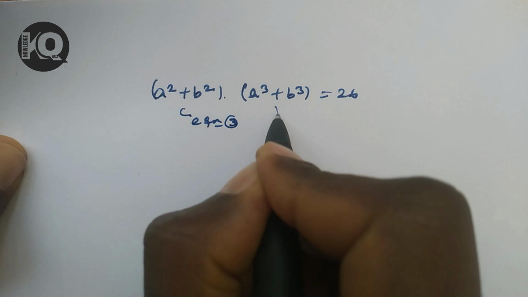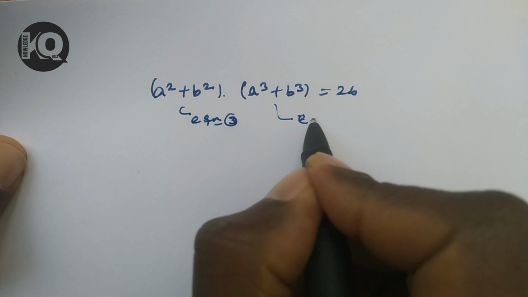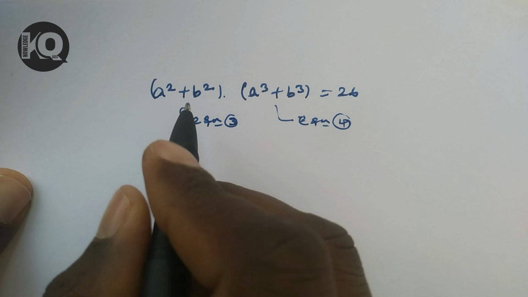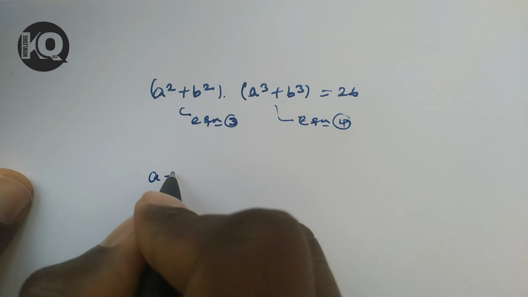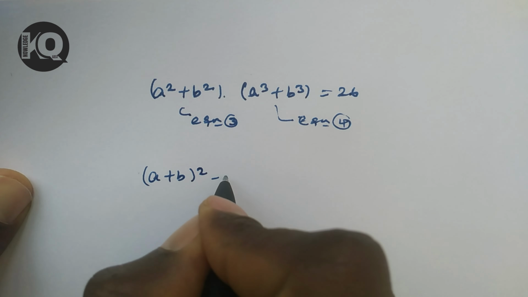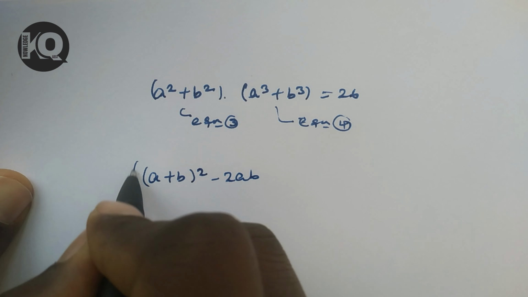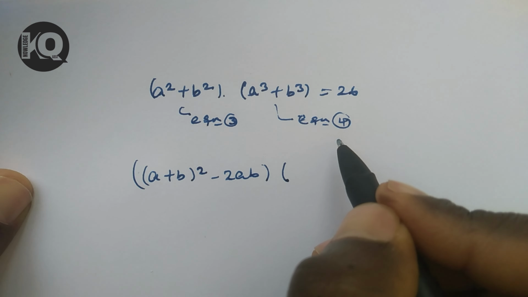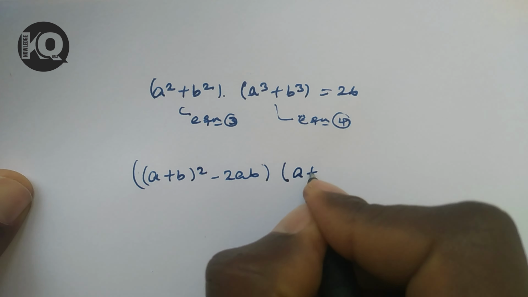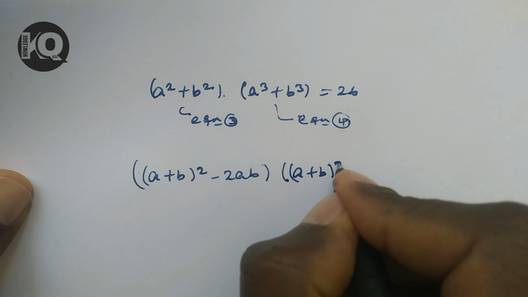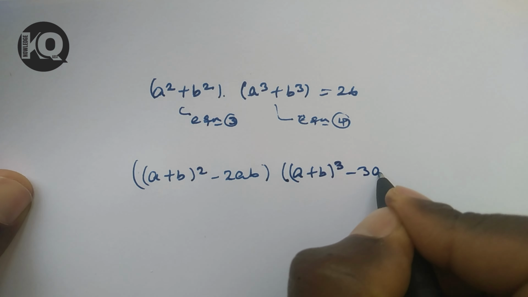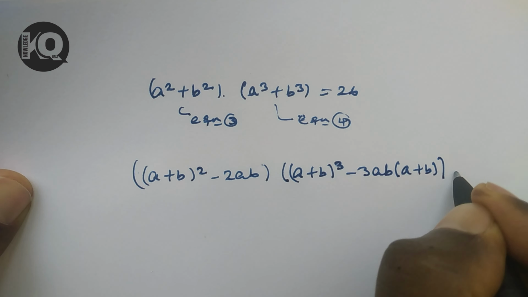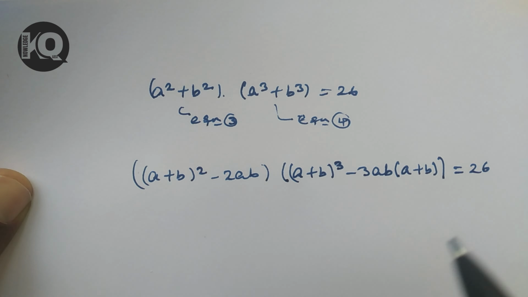From equation 3, a squared plus b squared is equal to a plus b the whole square minus 2 times ab, times a cubed plus b cubed. From equation 4, we have a plus b cubed minus 3 times ab into a plus b, which is equal to 26.